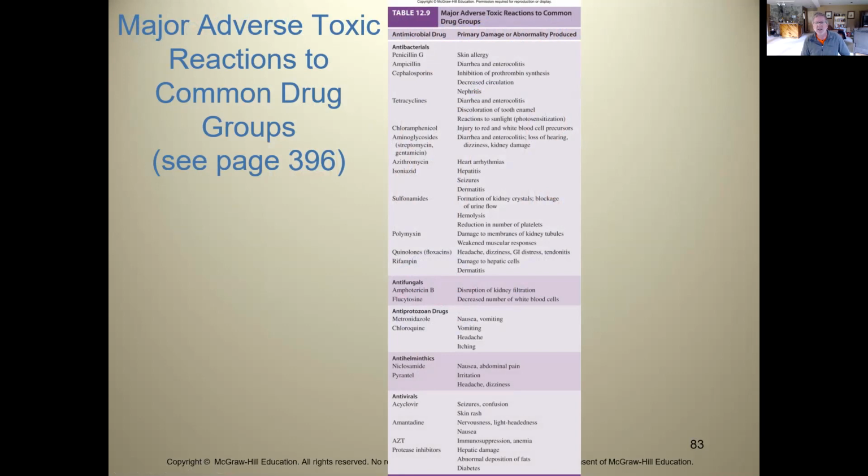And they range from skin allergies to diarrhea, to discoloration of teeth, as we saw with the tetracycline, to damage to white blood cell and red blood cell precursors in the red bone marrow. Even some heart arrhythmias can occur with certain types of antibiotics. Hemolysis, that's of course rupture of the red blood cells. So as you look through this, damage to liver cells, some of these are not insignificant. Immunosuppression can knock down your immune system. Now, this is AZT. We talked about that with regard to treatment of HIV.